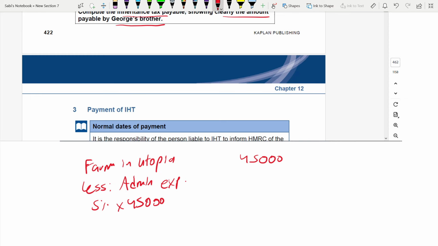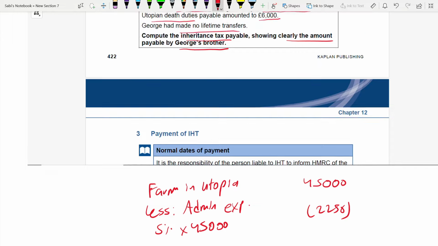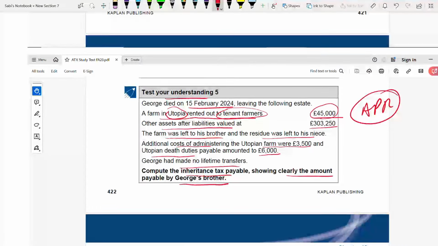Which is 2250. But here, if you see the admin expenses, they are 3,500. But it is only restricted to 5% of the estate value, that is the open market value. Open market value is 45,000. So 5% of that only you can deduct. 3,500, you can't deduct the full amount.